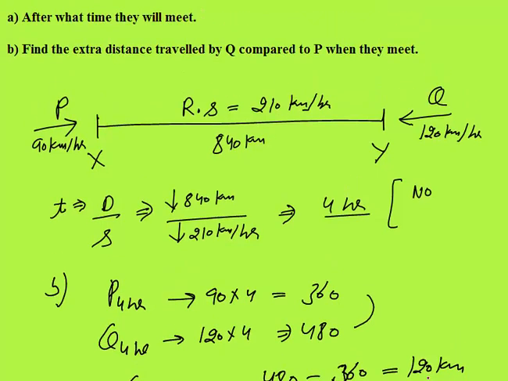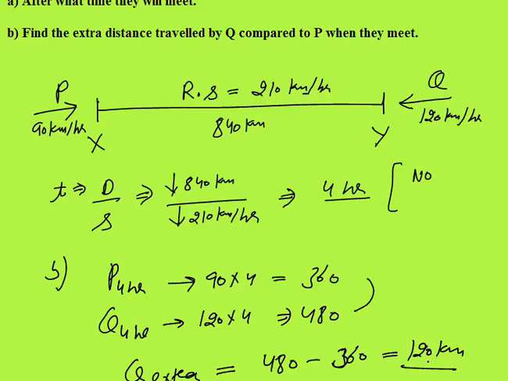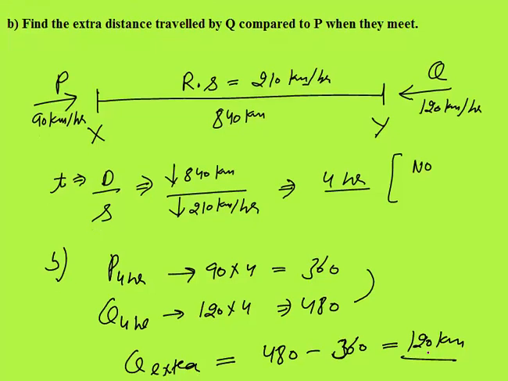Otherwise you can solve verbally. The extra speed of Q with respect to P is 30 kilometer per hour. So they are meeting after 4 hours. So 30 into 4, 120 kilometer. That will be the extra distance traveled by Q. Because for every 1 hour of travel, Q will travel how much extra? 30 kilometer. Because P will travel 90, Q will travel 120. So the extra distance every 1 hour for Q is 30 kilometer.